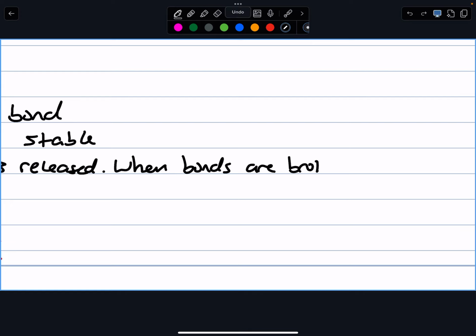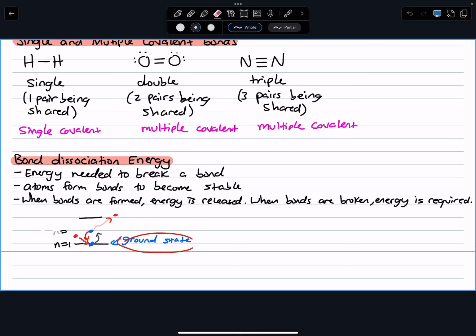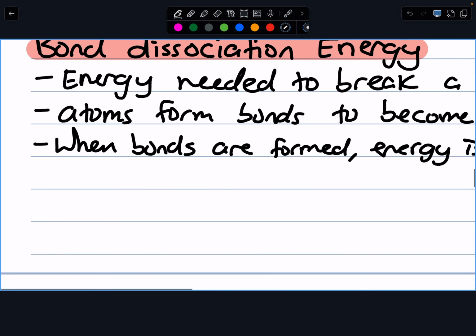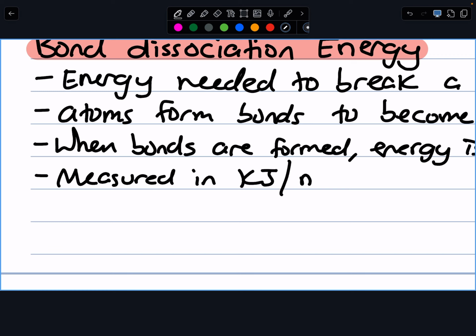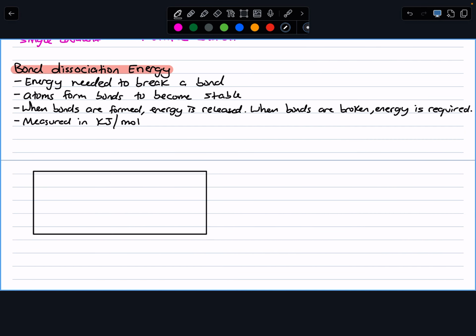Okay? So if I say when bonds are broken, what is it? Energy is required. Yes. Good. Okay, so each type of bond has a specific bond dissociation energy. Some bonds are stronger than others, right? Bond dissociation energy is measured in kilojoules per mole. What's joules? Energy, right? So kilojoules per mole. So let's talk about the types of bonds. Again, single, double, and triple. Okay, I'm going to make a table for you guys.